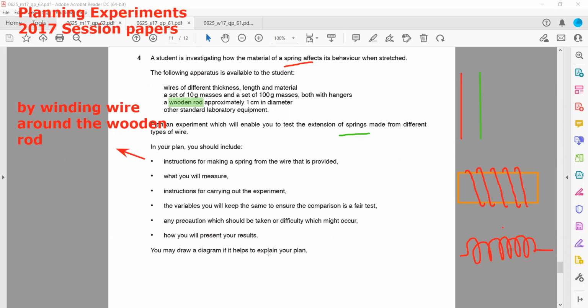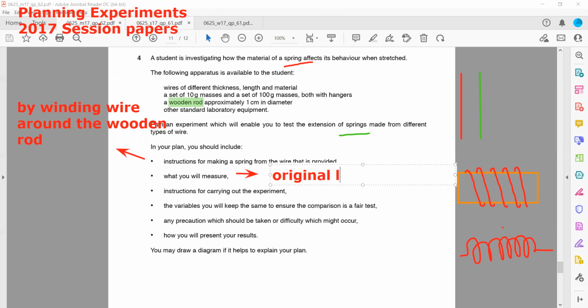Then what you will measure, because whenever we are adding a load, how much extension or change in length it causes. So the thing which we will measure is the original length, we will measure the load, the mass which is added, and we'll calculate the final length. So the quantities which we will measure for this experiment, we'll measure the added load and original length.